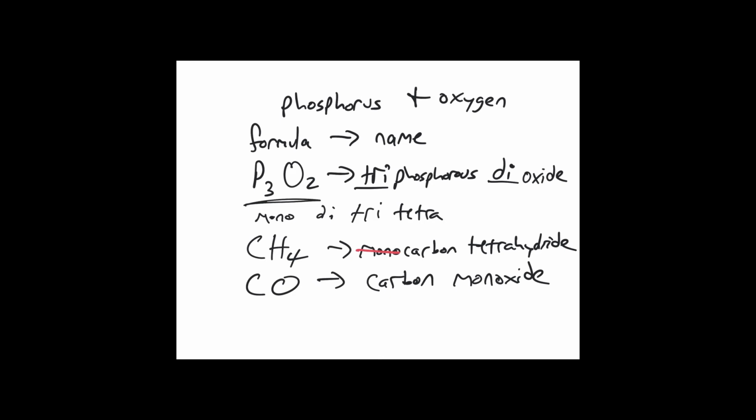And then writing the formulas is just as easy. I might have dinitrogen monoxide. The prefixes tell me exactly how many are in each. This one is nitrogen, this one's oxygen. The dinitrogen means 2 nitrogens and 1 oxygen. So I don't write that 1, I just leave it. Okay.